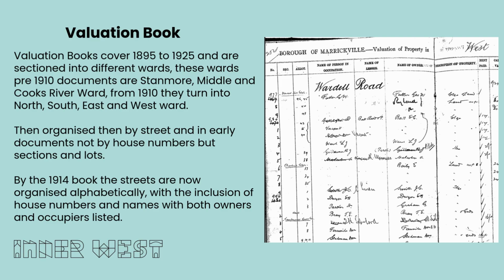By the 1914 books, the streets are now organised alphabetically with the inclusion of the house numbers and names, with both owners and occupiers listed. Once you get to the end of the valuation records in 1925, it is then where you look at the valuation lists. Valuation books are great because they contain information on what sits on the land.